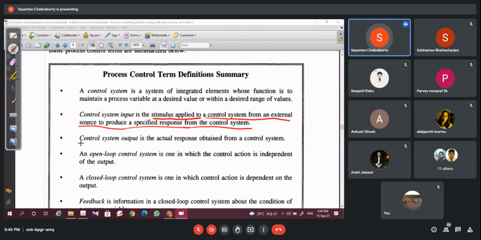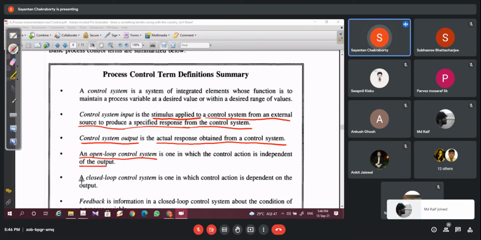Okay. Then what is the control system output? In response to this control system input or the stimulus, the actual response that you obtain from a control system. Right? And we have clearly defined two types of control systems: open loop control system and closed loop control system. In open loop control system, the performance or the operation is independent of the output because there is no arrangement of measuring the output and feeding it back to the control system.